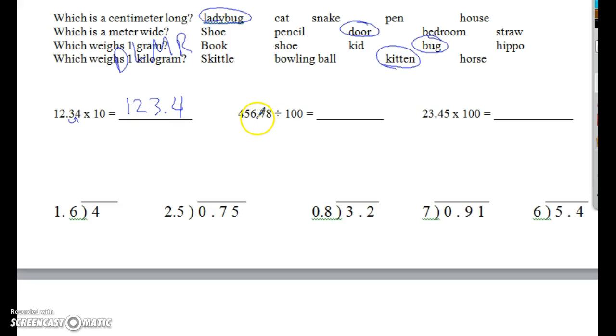Divide left, I'm moving 2 spots to the left. So my answer would be 4.5678. It makes sense when I divide, I get a way smaller number. Multiply right, 2 spots, 20. Whoop, almost wrote the wrong thing. 2,345. I don't have a decimal in this, except right there at the end if you need it. Let's move the division up.